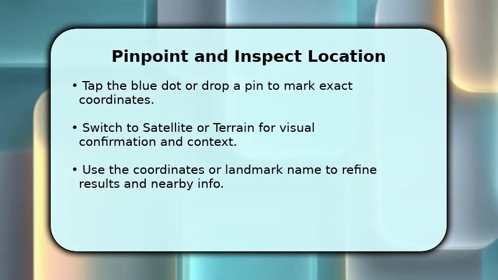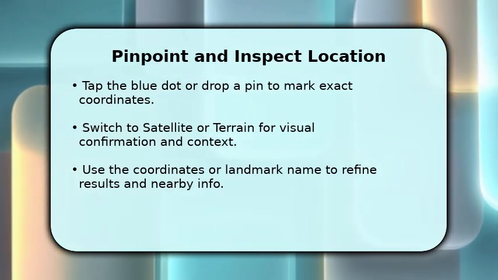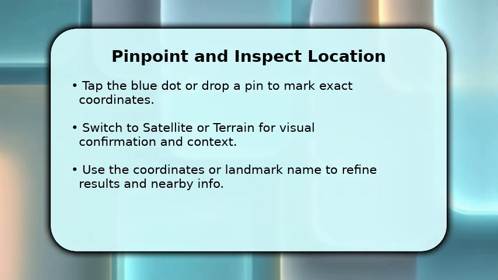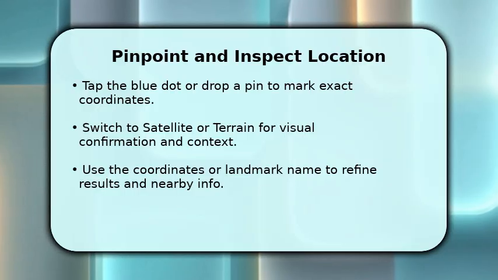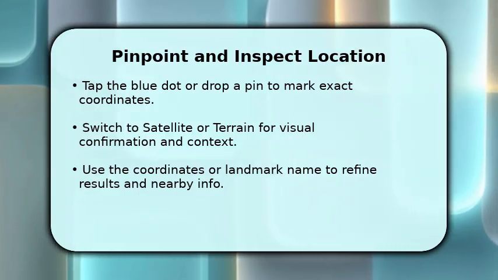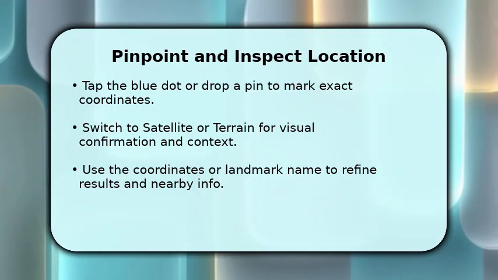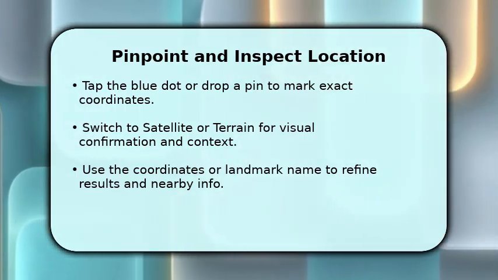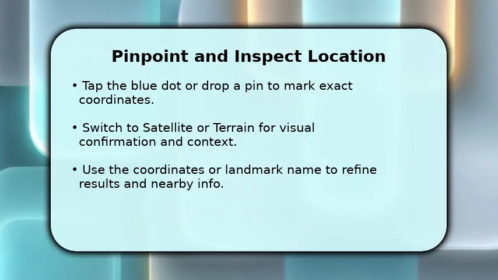With permissions set, tap the blue dot to center on your position or long press the map to drop a pin and lock coordinates. This is how you get an exact point to inspect. Use satellite or terrain layers to confirm buildings, roads, or topography. Once you see the pin, swipe up the place card for coordinates, address details, and nearby amenities.